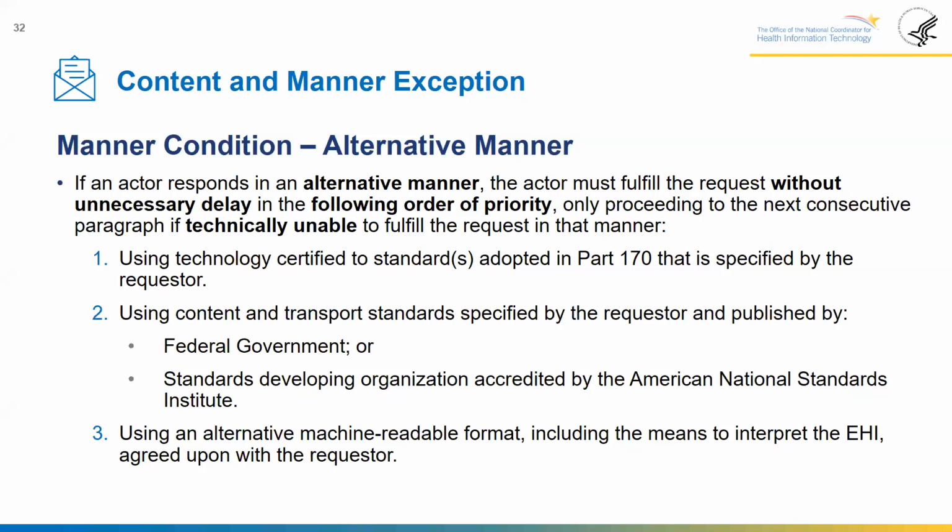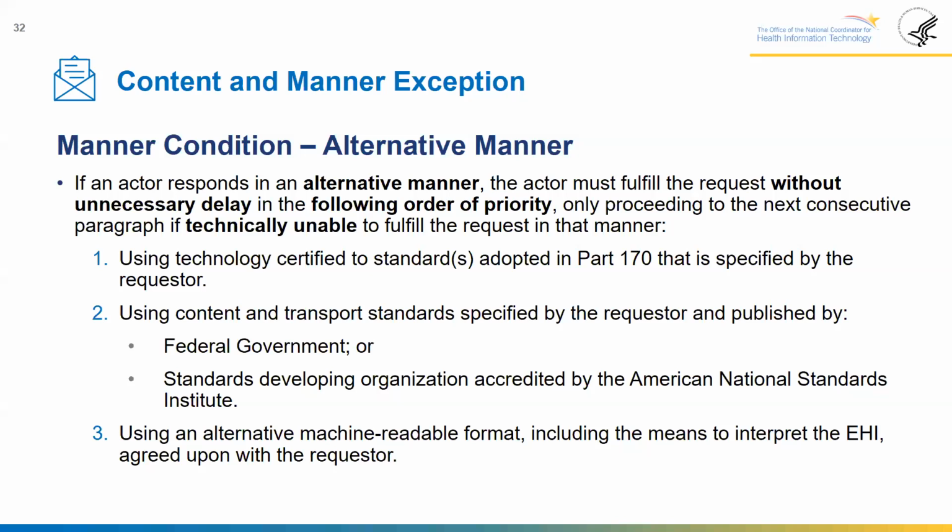What we say is using an alternative machine readable format, including the means to interpret the EHI, agreed upon with the requester. So this option is for actors who are not technically able to fulfill the request using certified or standards-based technology, but still want to be responsive to the requester and seek coverage under this exception. Some examples would be CSV, public domain standards, public advisory standards, and so on. Two points I want to highlight on this one: first, that we say that there needs to be the means to interpret the EHI.